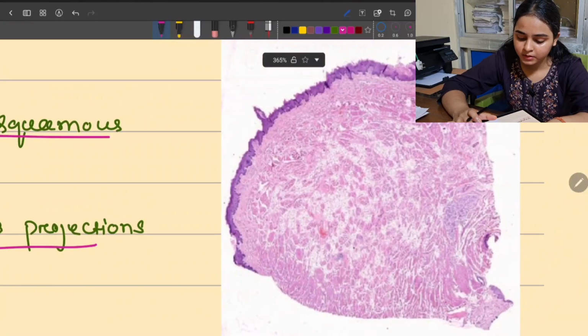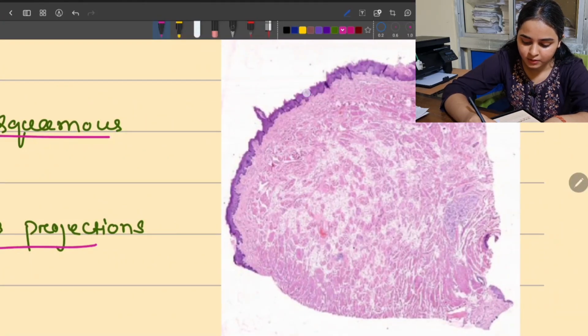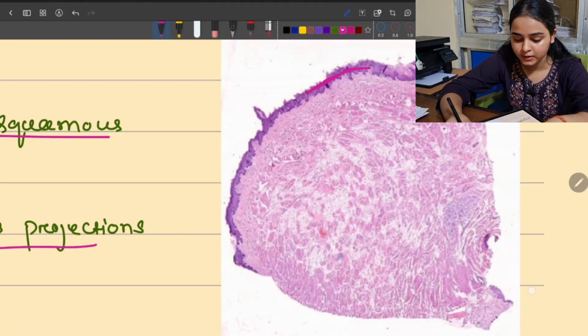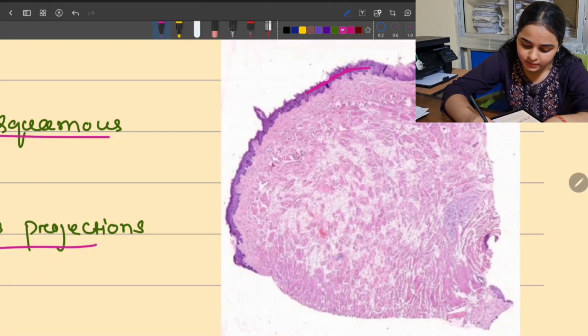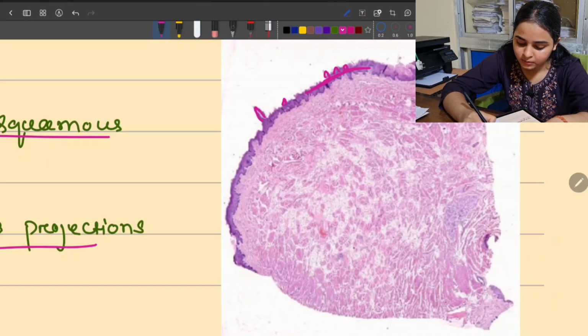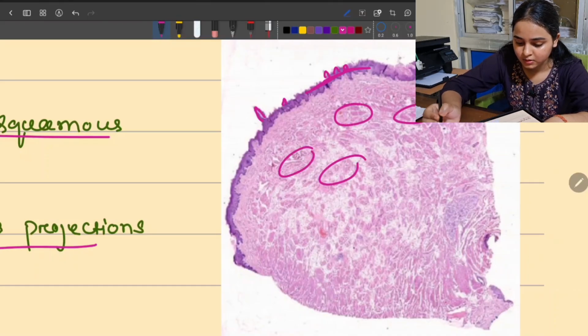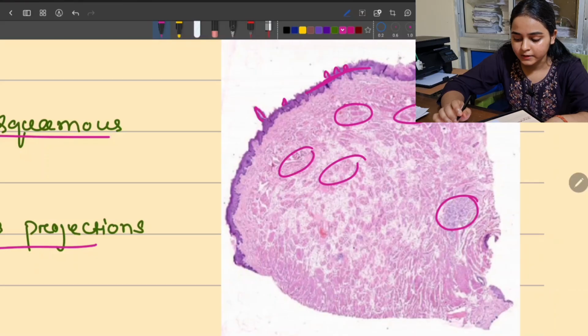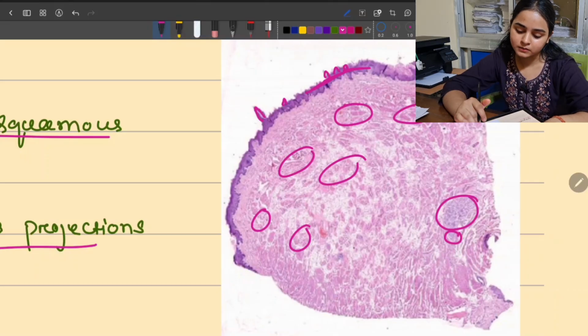This is the real slide picture, and you can see this is the epithelium part, that is the stratified squamous non-keratinized epithelium, and these are the papillae that are projecting outward. You can see these are the fungiform and filiform papillae. And you can see beautifully these are the muscle fibers that are cut in various directions. These are the muscle fibers, and these are some serous and mucous glands that are not seen very clearly because it is not a very good picture. So these are the glands, and these are the muscles that are cut in various directions.